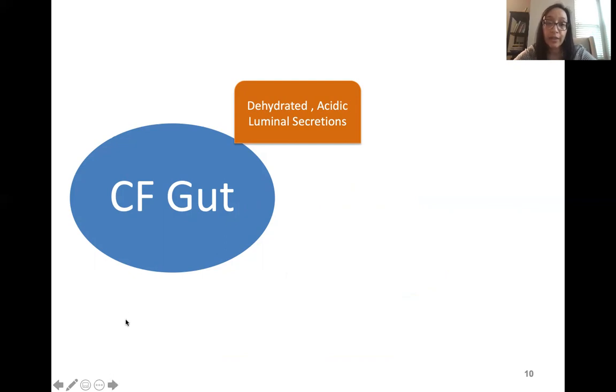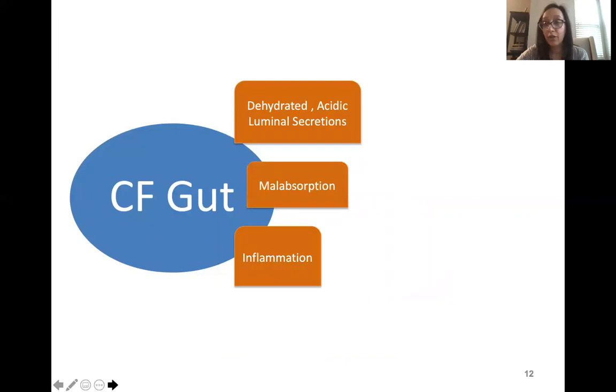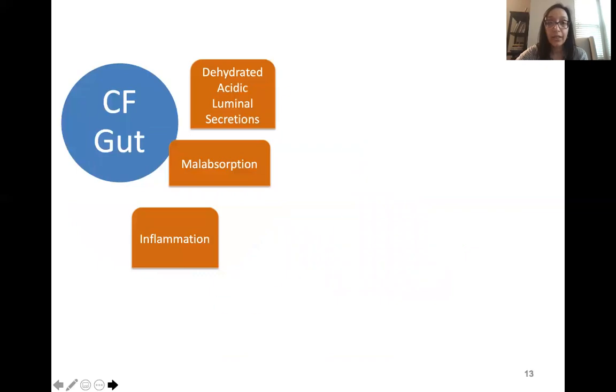So we start with dehydrated, acidic luminal secretions. Again, they're dehydrated because there's nothing going across the cell surface because of the mutant CFTR. They're acidic because specifically bicarbonate is unable to go across the cell surface. There's malabsorption, and there's inflammation. So again, that obstruction and inflammation cycle. So what does that then lead to?